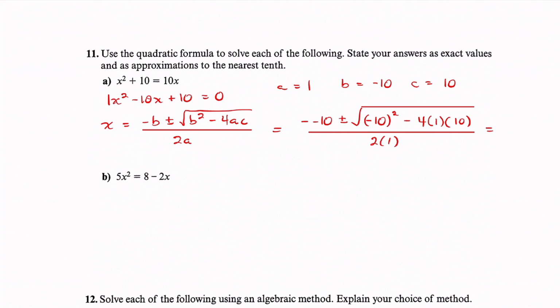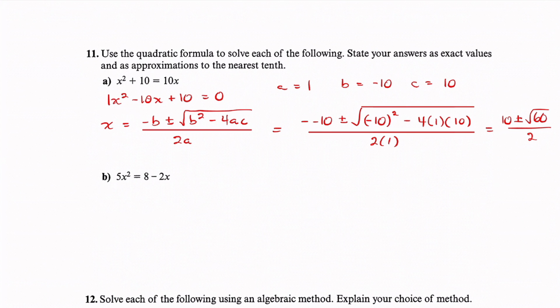So simplifying that, these two negatives here, that's going to give me a positive 10. Then I'll have plus or minus. And then all of this inside the square root there, when you simplify that, you're going to get 60. And then on the bottom, 2 times 1, that just equals 2. Okay, and then this would be our answer, unless you know how to simplify this.